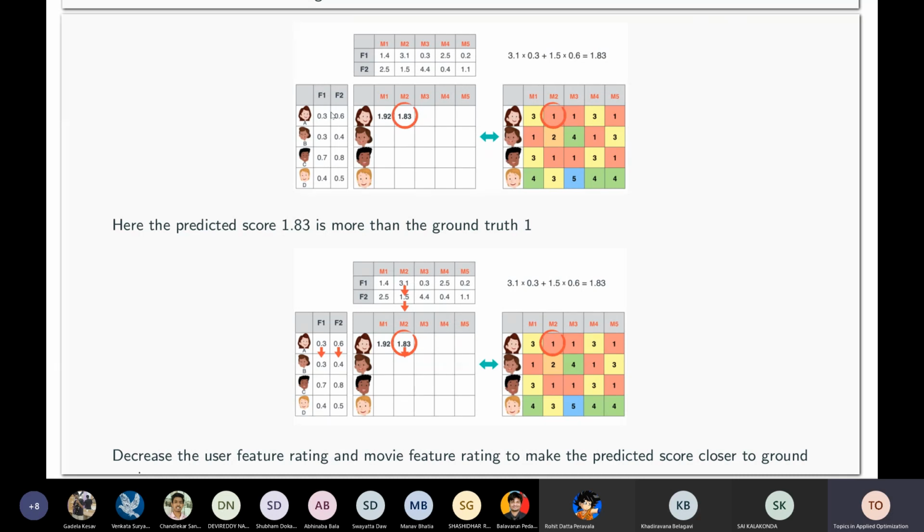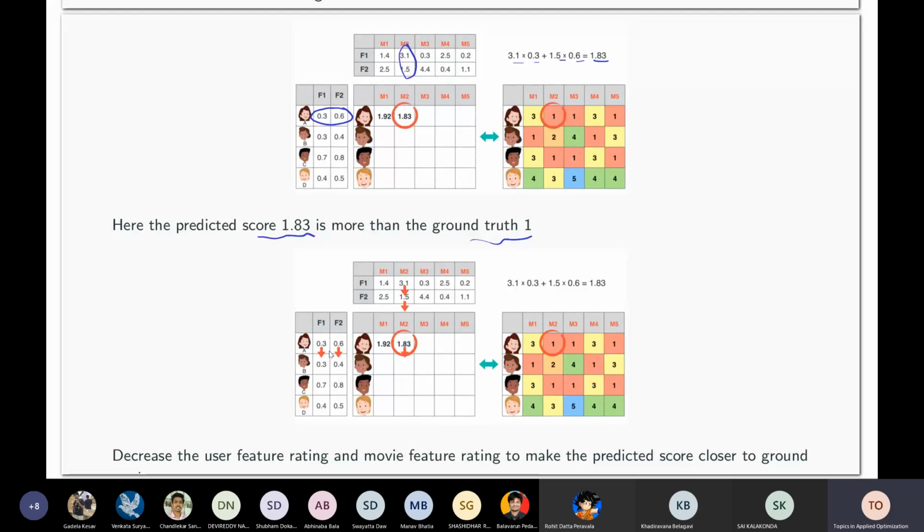So if we see these values, what we are looking at now is this value multiplying with this value. So 0.3 times 3.1 and 0.6 times 1.5, and what comes out is 1.83. And what is the ground truth? Ground truth is 1. So what does it tell us? We are overshooting, so the predicted score is more than the ground truth. So we will try to decrease now.